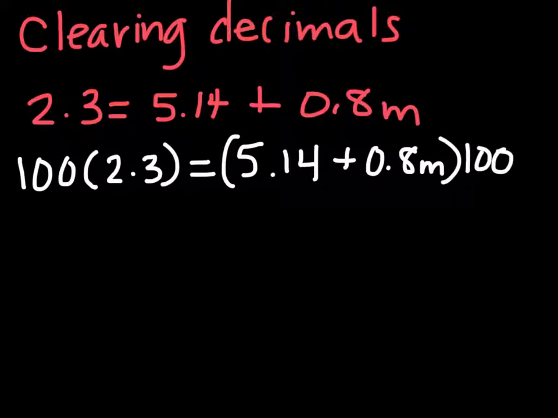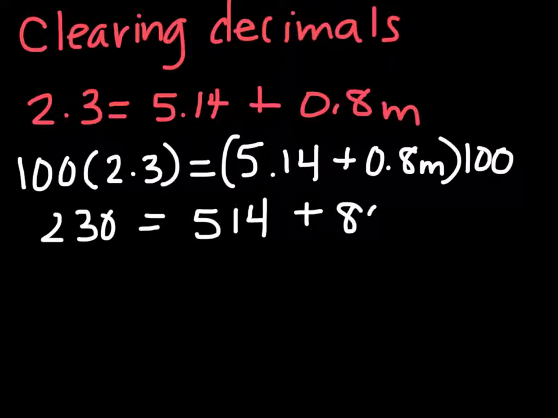Okay, don't forget to use distributive property here. You don't have to write it separately if you can remember to do it in your head. So this will become 230 equals 514 plus 80m. Okay, see how that works? We simply got rid of all of our digits in the decimal place by multiplying the whole thing by 100.